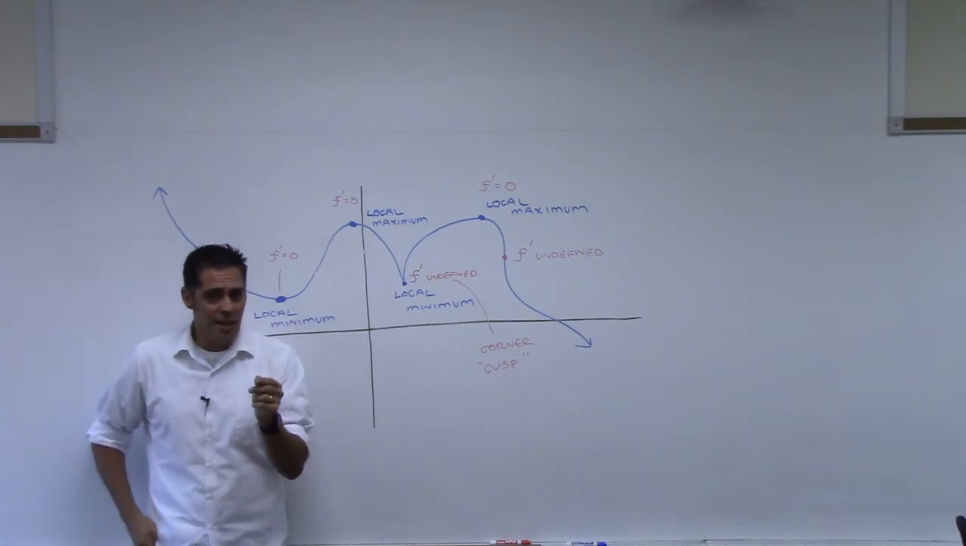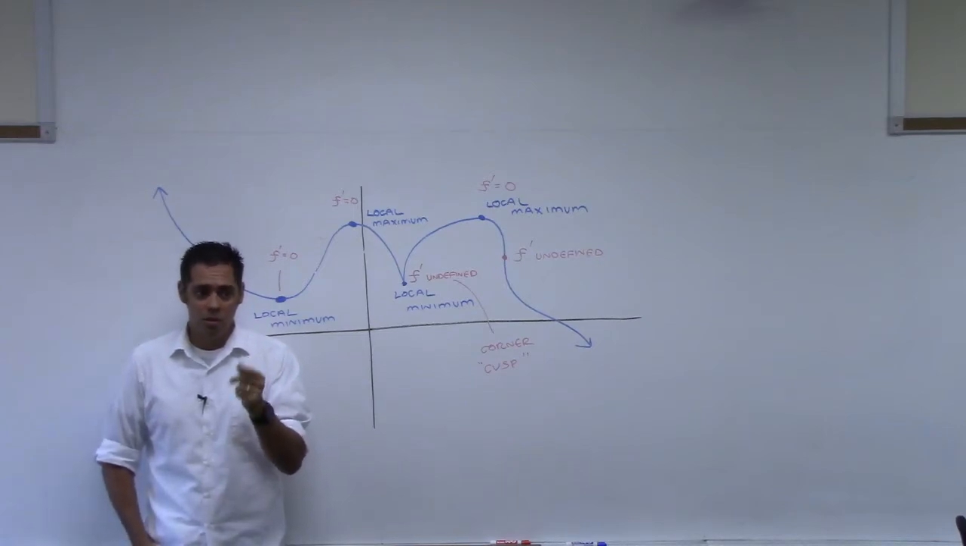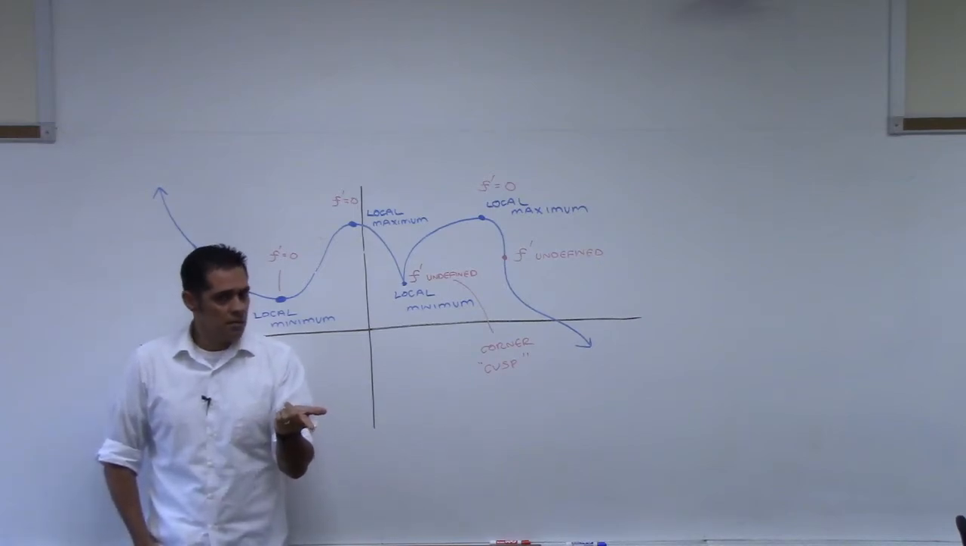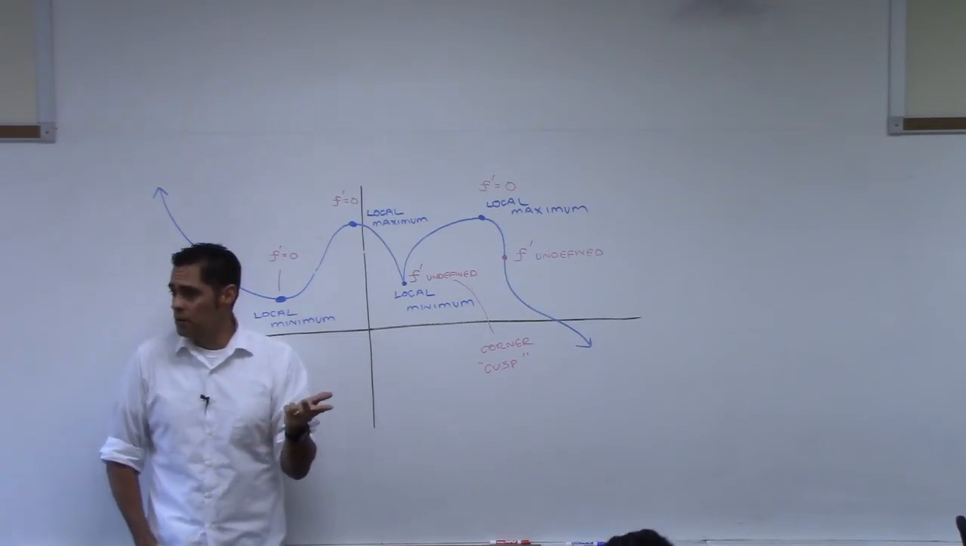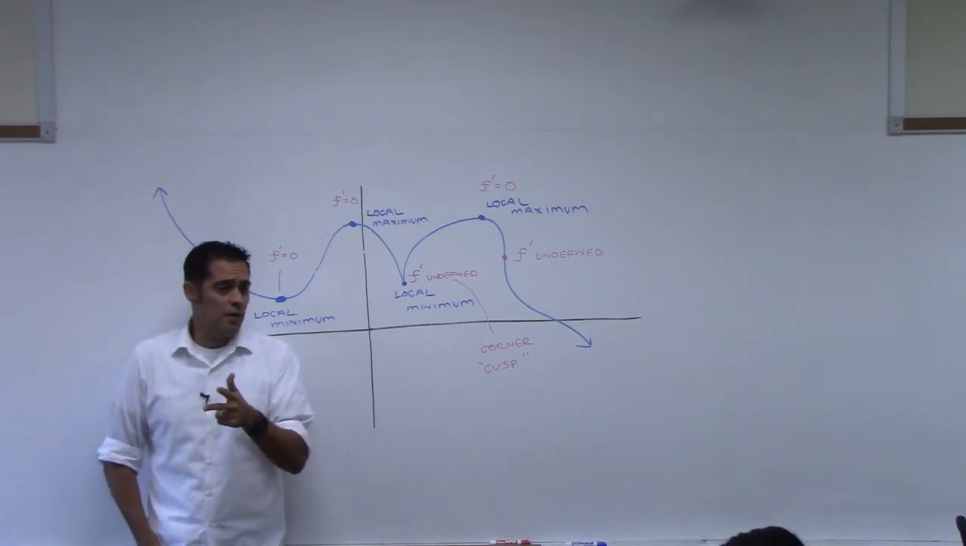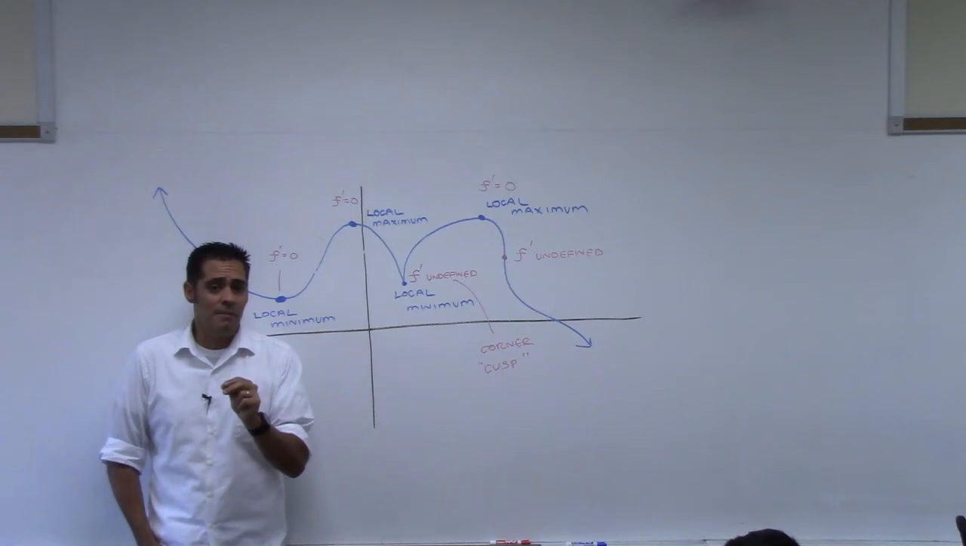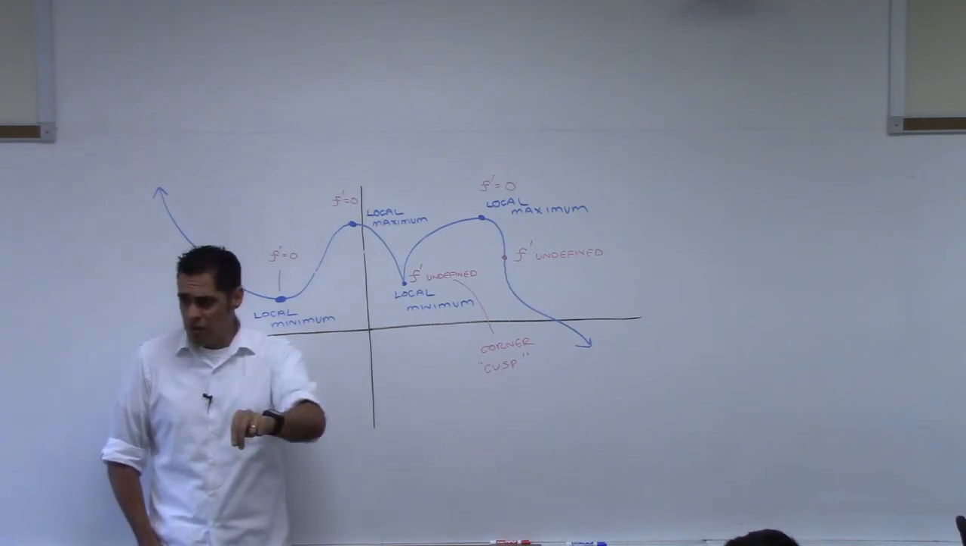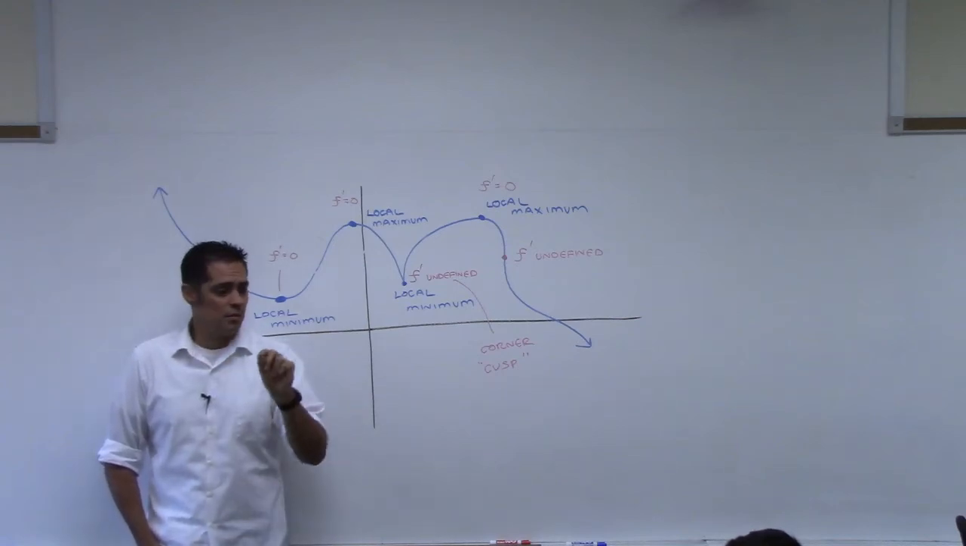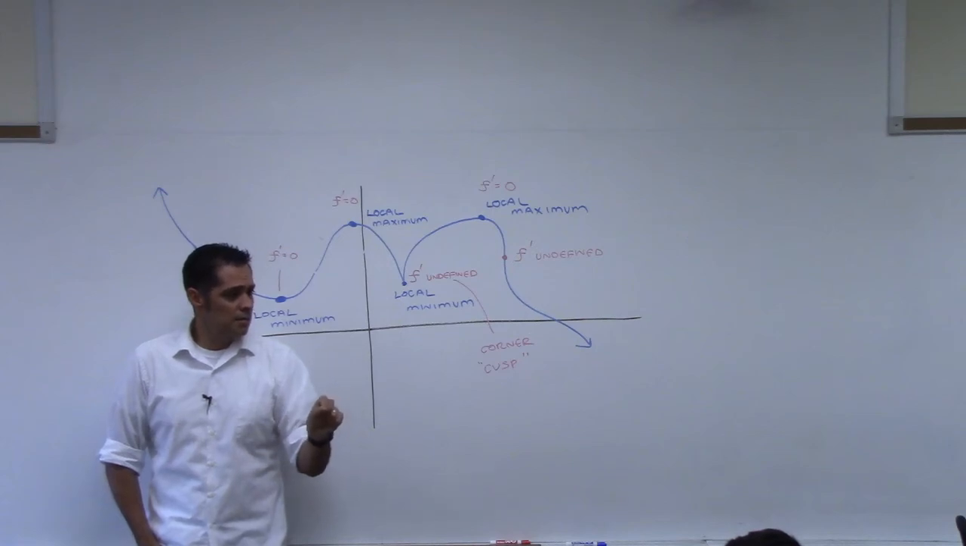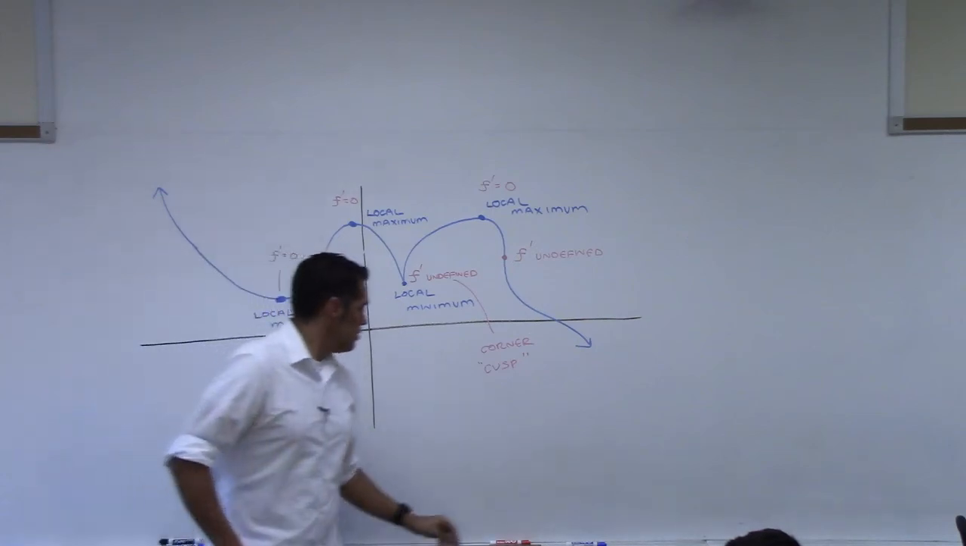The places where the derivative is 0 or undefined, those places are critical to us. And they have a special name. They're called critical points. So I'm about to define that for you right now. We're going to say from here on out that the critical points of a function are anywhere that the derivative is 0 or undefined. All right? Got that? I'm going to write that down right here.